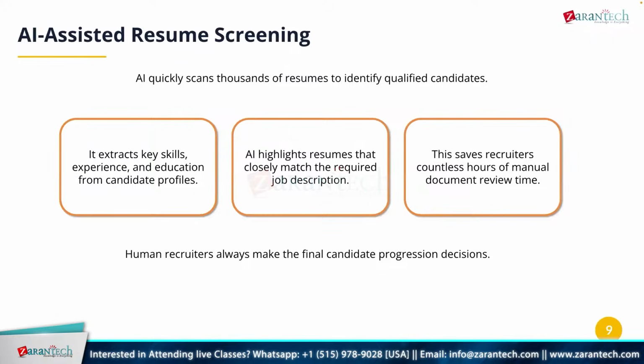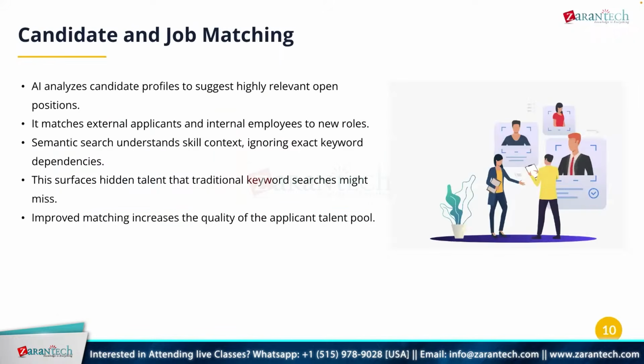So AI-assisted resume screening looks like that. It extracts the key skills, experience, and education from candidate profiles, and then it highlights the resumes that closely match the job description, and it will save recruiters countless hours of manual document review time, which is true, right? And then candidate and job matching at that level, it will analyze the candidate profiles, matching the applicant skills and roles. Based on that, the matching will improve as per the quality of the applicant talent pool, and it will select the candidates. That is why it should be clearer for people who are working and building things on top of that.